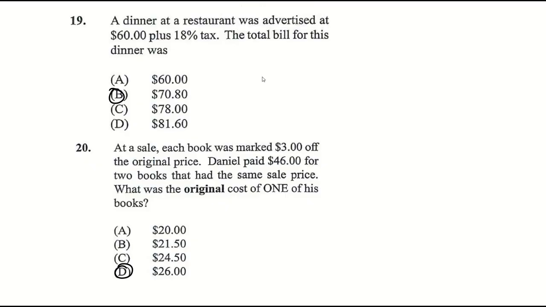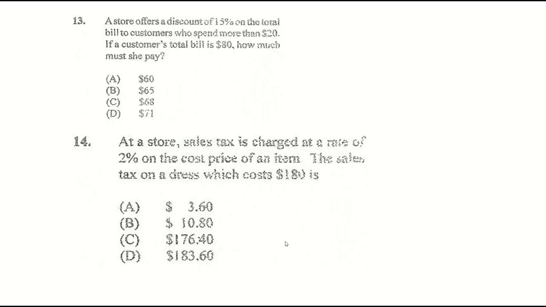And that would be the end of May, June 2019. Let's look at January 2019. So January 2019, paper 1, consumer arithmetic, numbers 13 to 20. 13. A store offers a discount of 15% on the total bill to customers who spend $20 or more. If a customer's total bill is 80, how much must she pay? So they're asking you 15%. If they pay more than 20, 80 is obviously more than 20. So 15% of 80.